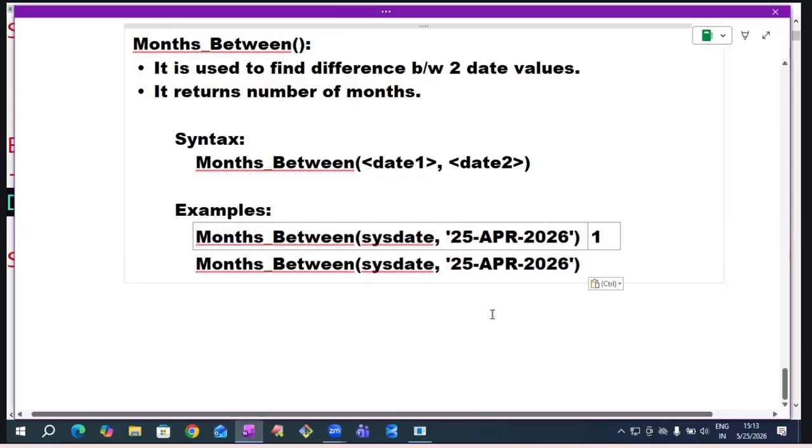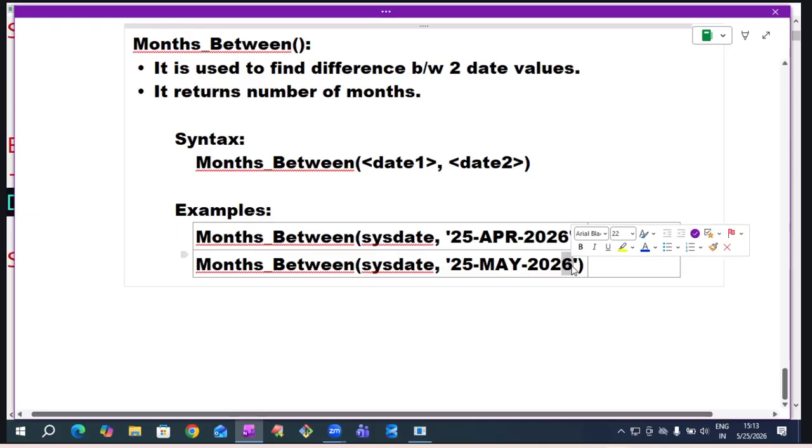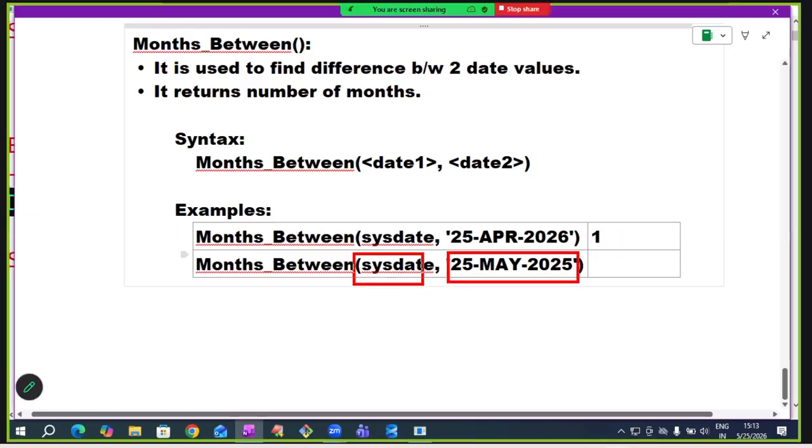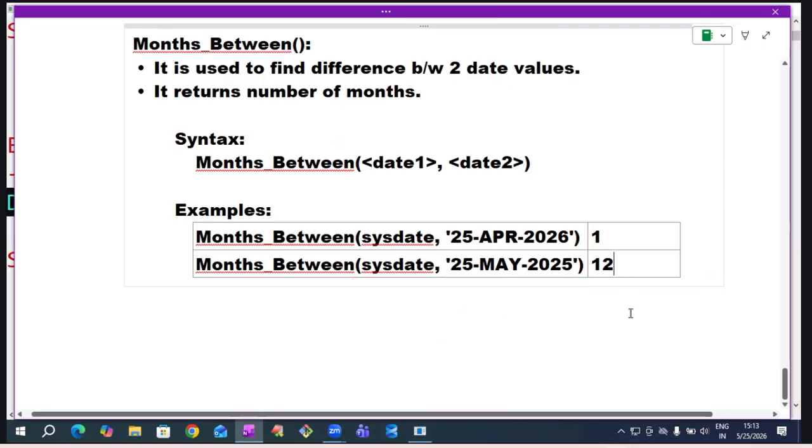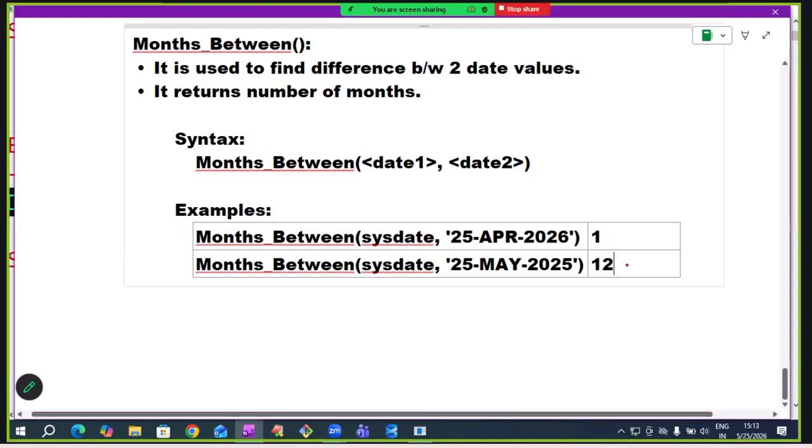Suppose I am writing like this: sys date, comma, 25th May 2025. From 25th May 2025 to 25th May 2026, how many months gap is there? 12 months. It always returns the number of months. But I want to get the number of years, not months. What we have to do? Divide with 12. We're getting years.